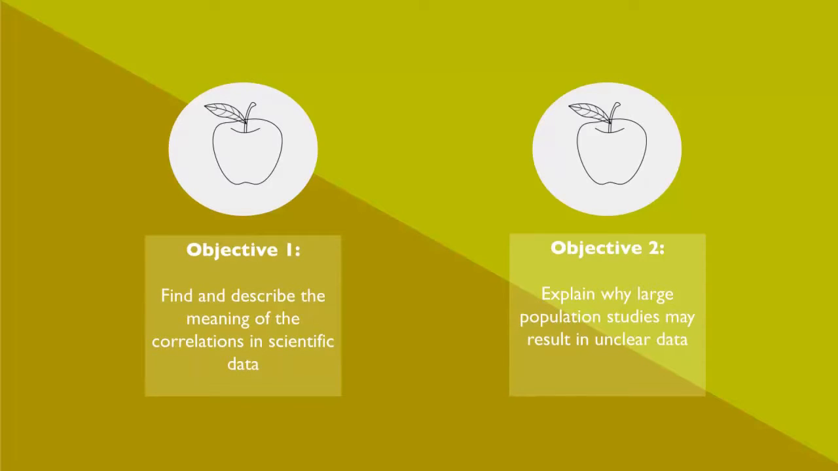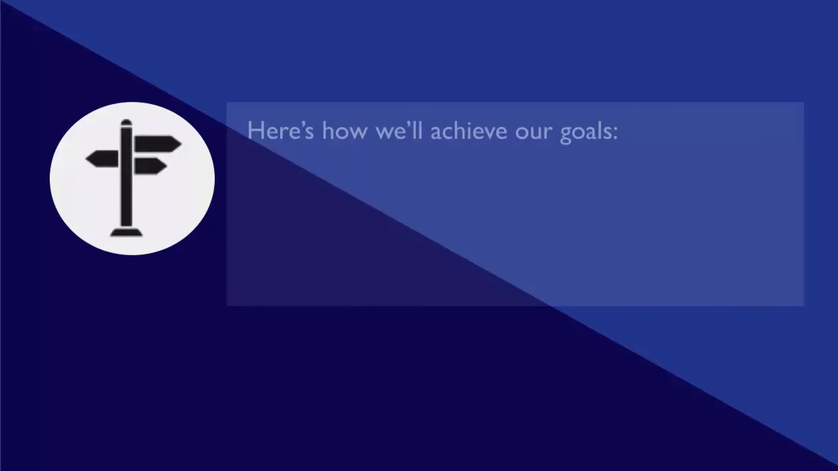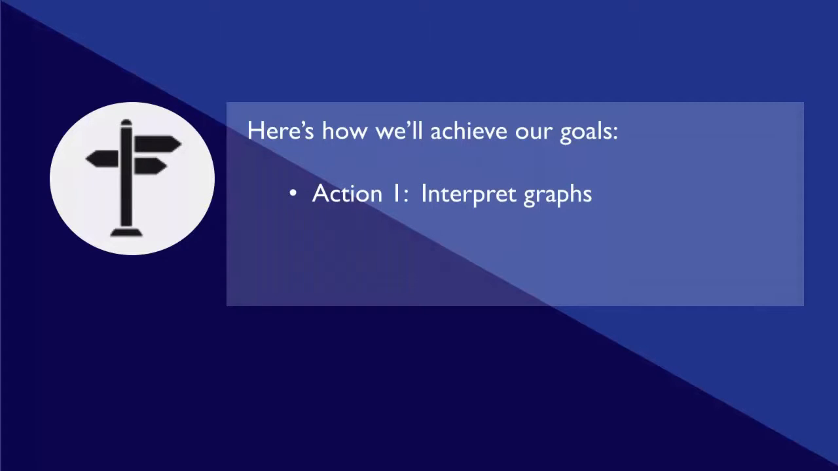At the end of this lesson, students should be able to find and describe the meaning of a correlation in scientific data and explain why large population studies may result in unclear data. We'll achieve these goals by having students interpret graphs from real scientific data.